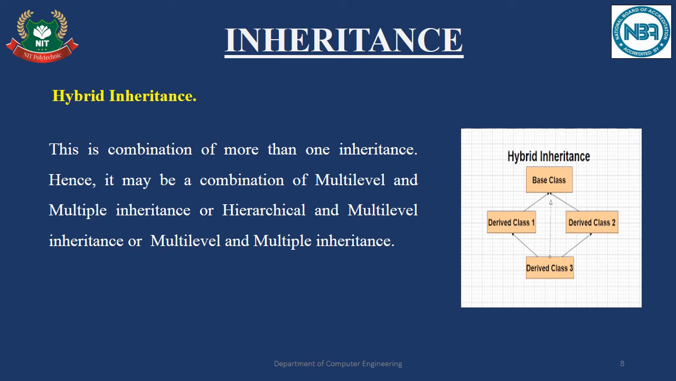So what type of inheritance is this? This is hierarchical inheritance. Coming to the bottom, derived class 1 and derived class 2 have a single child class, that is derived class 3. So this is the multiple inheritance type. In this given inheritance, we are combining two types of inheritance, that is hierarchical inheritance and multiple inheritance. That's why it is called hybrid inheritance.